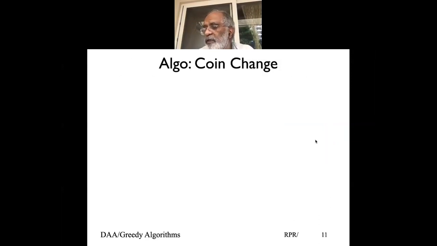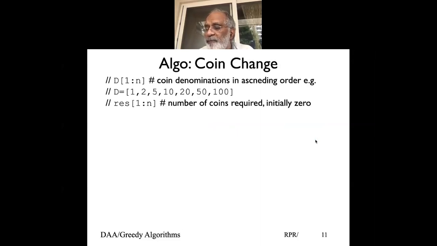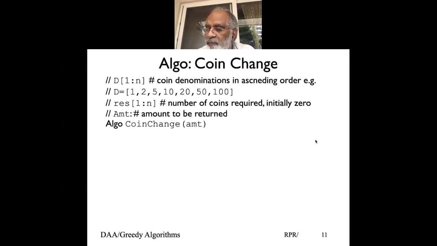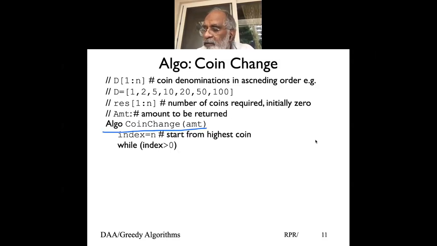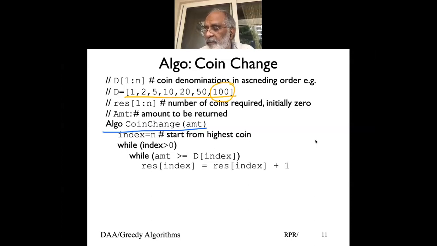So we look at the algorithm, basically like the following. I'm given the coins, let's say 1, 2, 5, 10, 20, 50, 100. Algorithm coin change: start from the highest, assuming these coins are sorted. Sort them, start from the highest denomination, pick up that index and see if the amount is greater than the coin. Yes, pick up that coin, and the result is basically whatever.